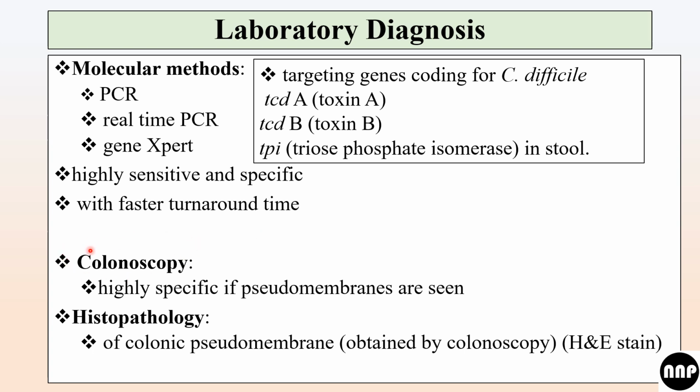Then we have colonoscopy. It is highly specific, but the sensitivity is low. And we can see the pseudomembranes in the colon. Then we have histopathology. Histopathology of the colonic pseudomembrane, which we will obtain from colonoscopy, and then H&E staining is done.